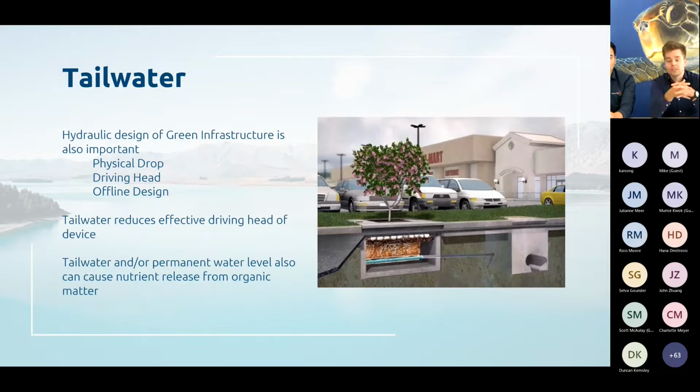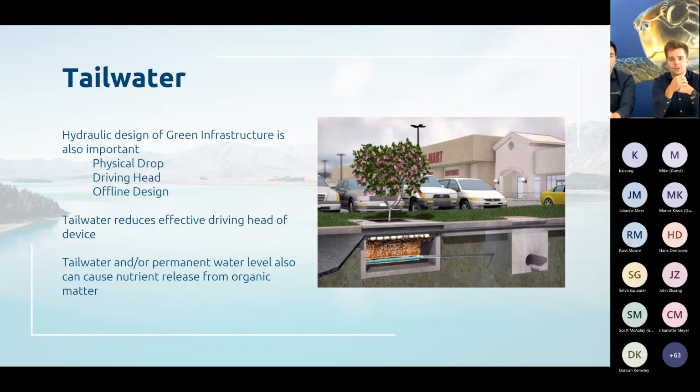This is also important to consider for green infrastructure, whether it's a rain garden or our Filtera, the high-performance biofiltration system that we offer. There is still a physical drop through the device. There is still an effective driving head. We still have to consider how we manage the peak flows in a green infrastructure device. And tailwater, again, will reduce the effective driving head of this device.